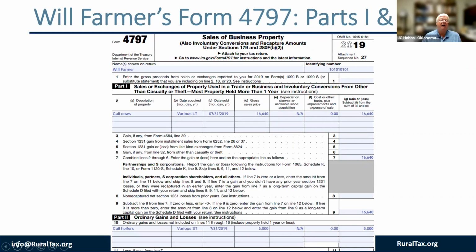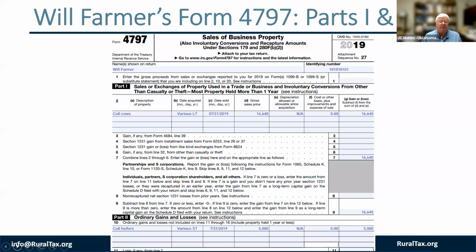You could have 3 or 4 lines, depending upon how many times a year you market cull cows or cull breeding livestock. Again, remember, these are raised animals that show up here in part 1. If you purchased them and they're depreciable, they will show up on part 3. We're looking at raised animals as per the PARP requirements.